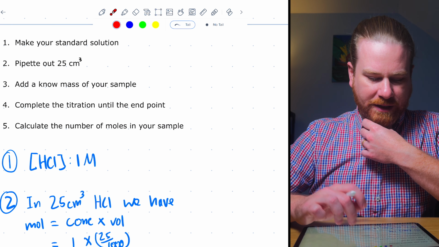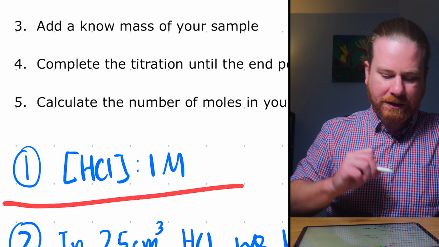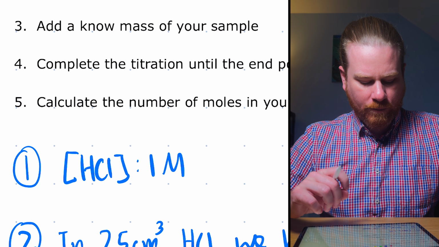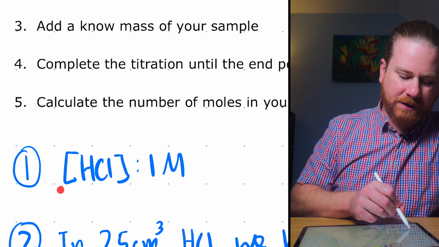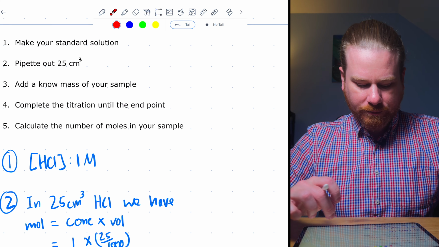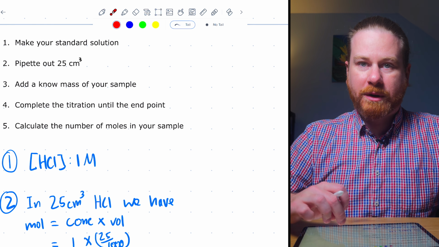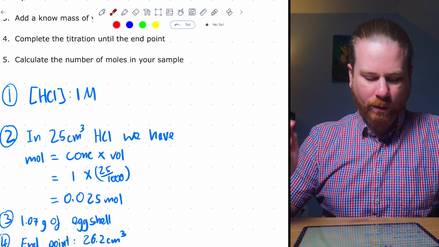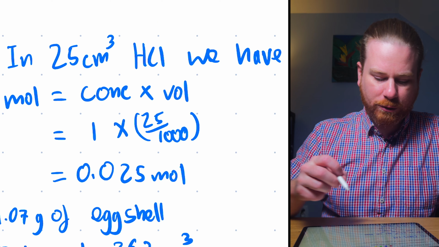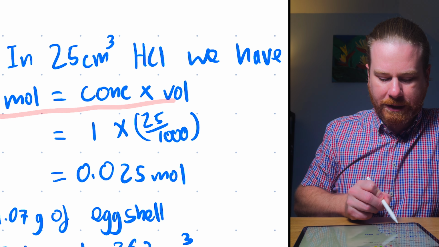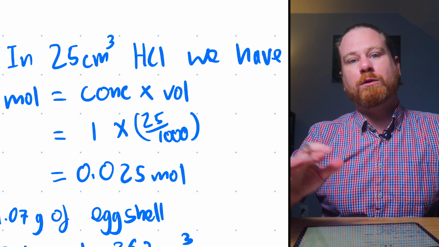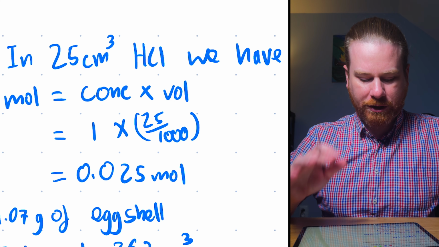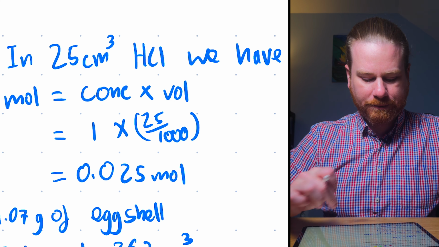So in our first step, make your standard solution. Our standard solution is going to be hydrochloric acid with a concentration of 1 mole per decimeter cubed, remembering this is a shorthand way of writing that. Then pipette out 25 centimeters cubed. We've looked at this calculation already, so I'm not going to go through it in a huge amount of detail, but yes, we know how many moles are in our 25 centimeters cubed. This is the really key part.